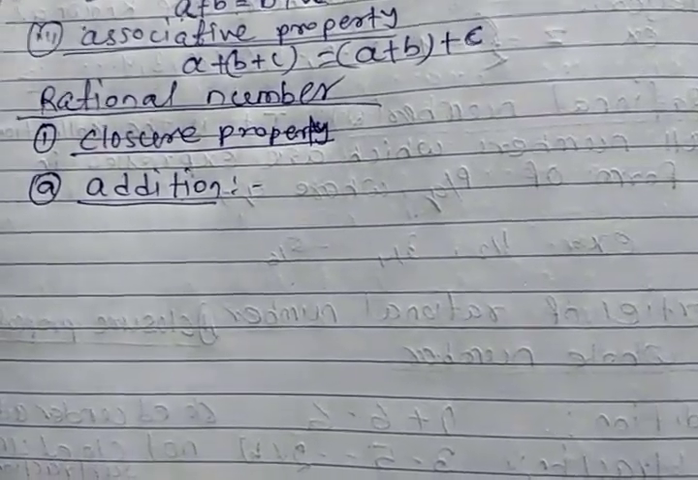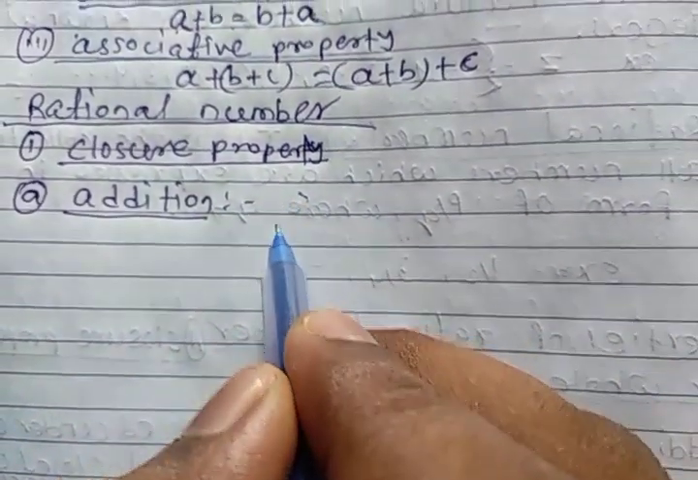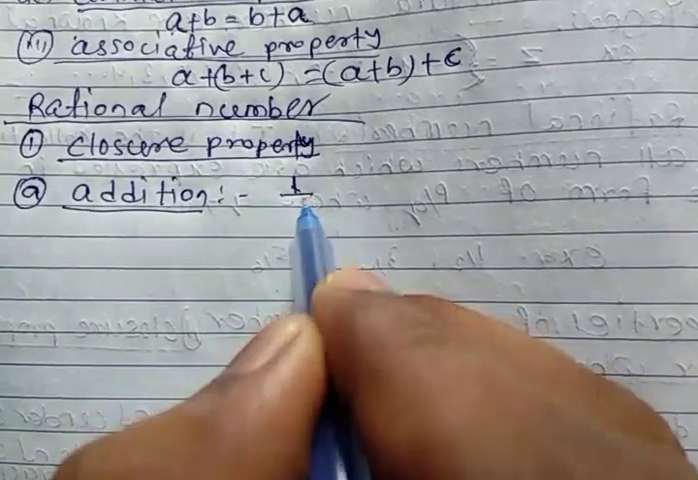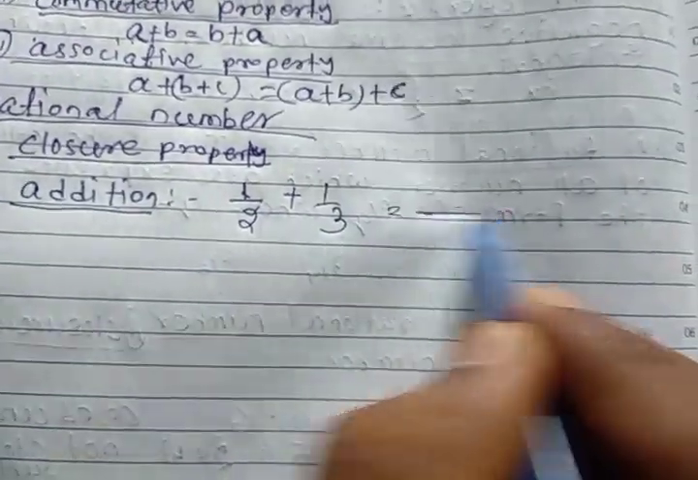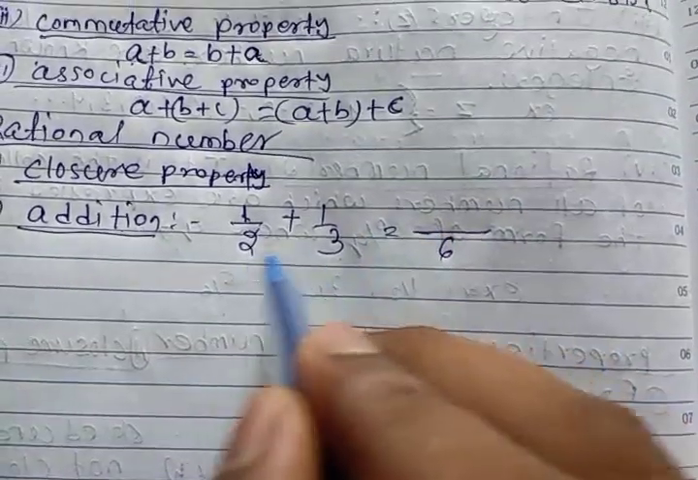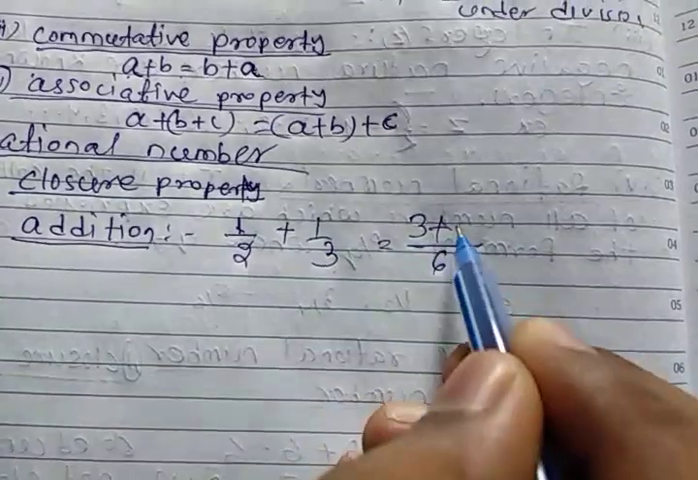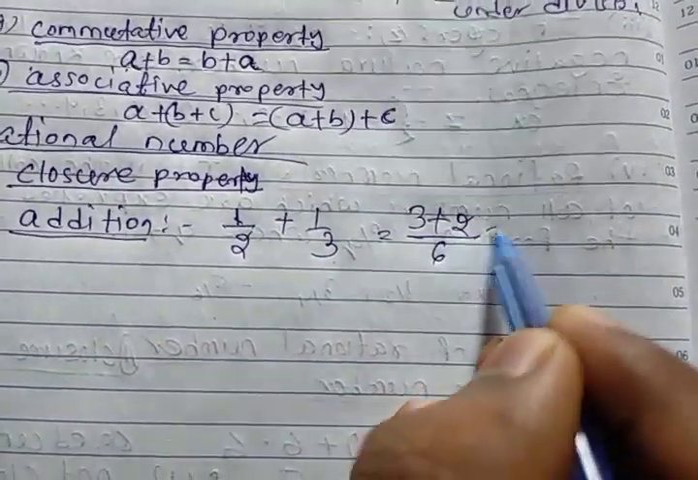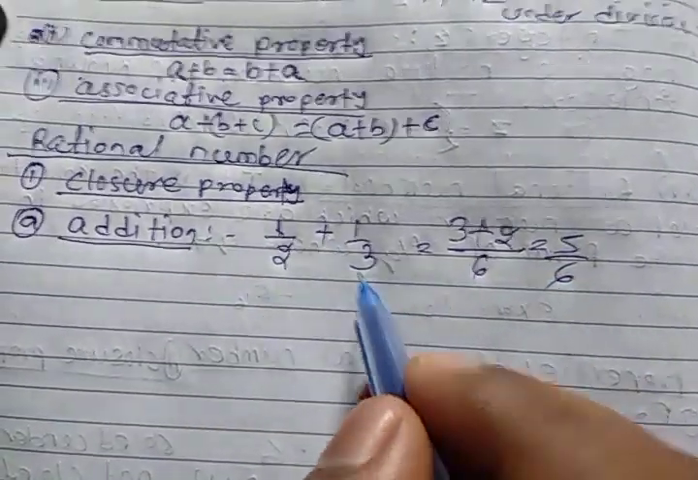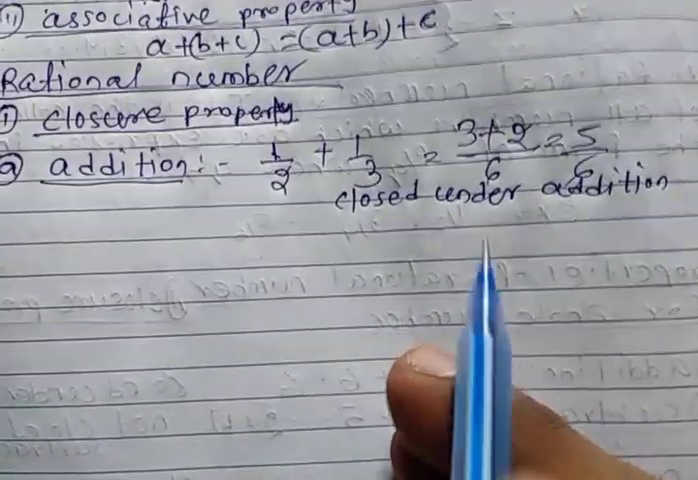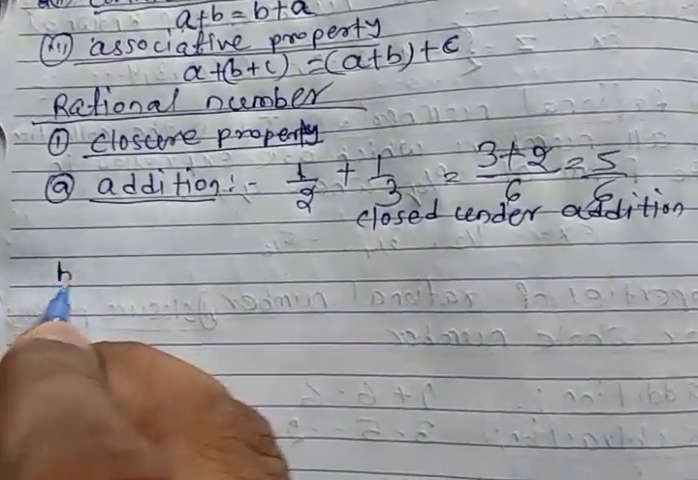Closure property for addition, we check addition. We have to take two rational numbers, that is 1 by 2 plus 1 by 3. We get the LCM as 6, then 6 divided by 2 is 3, 3 into 1 is 3, plus 2, which is 5 by 6, which is also a rational number. So it is closed under addition.